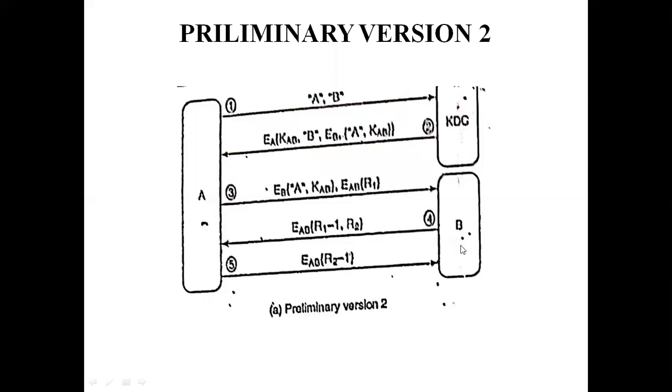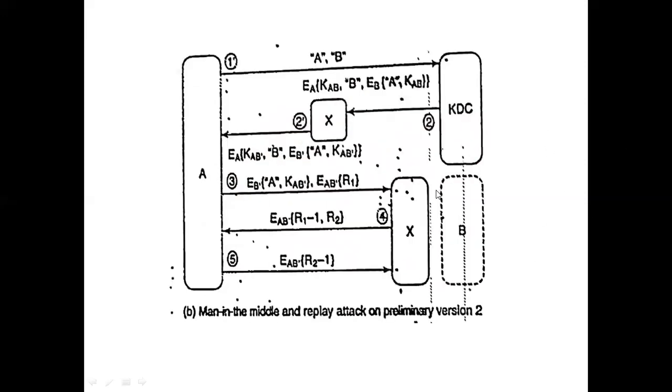Here in this preliminary version also, an attacker can attack. We will see how. The attacker X does the following: X eavesdrops and records many of A's sessions with the KDC and B over a period of time, and steals B's password or long-term key. X records the sessions happening from A.